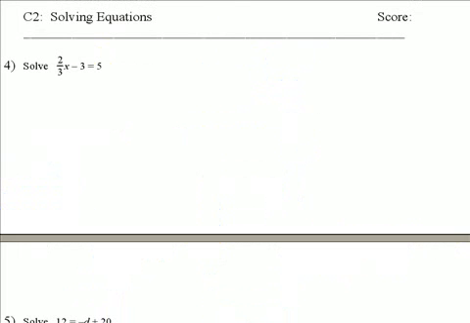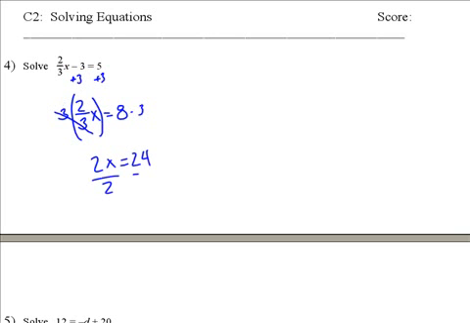On concept 2 here, we start solving equations. For this one, I would probably start by adding 3 to both sides. That gives me 2/3 x equals 8. Let's go ahead and multiply both sides by 3 to get rid of this division by 3. That reduces out on the left, gives me 2x equals 24. Then finally divide by 2, and x will be 12. So number 2 is done.